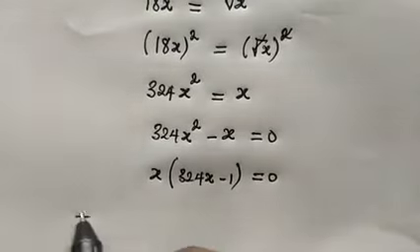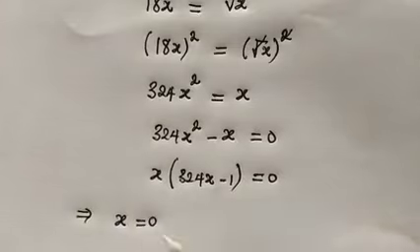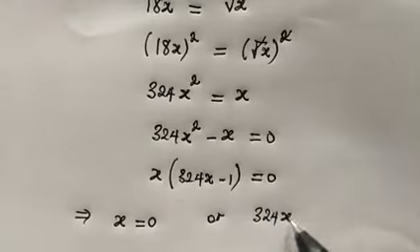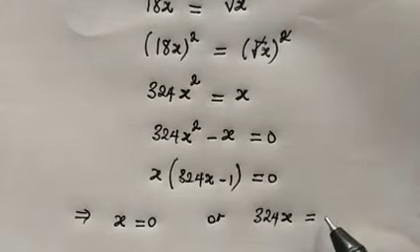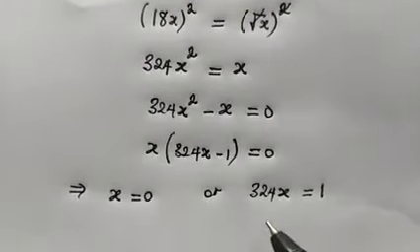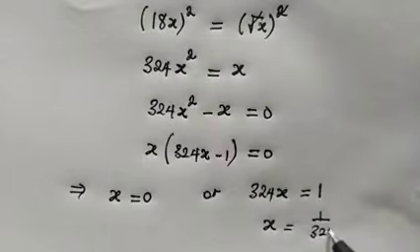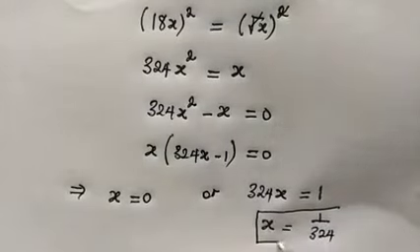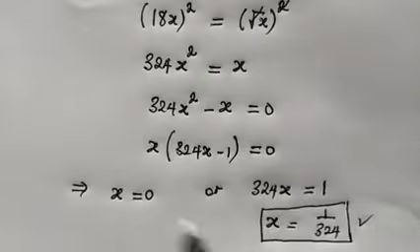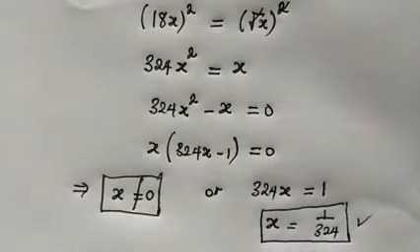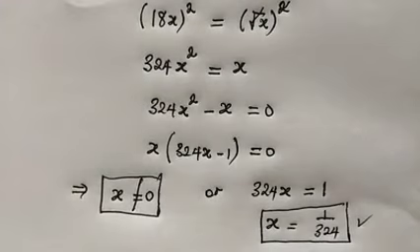And we can see that this implies that either x is equal to 0 or 324x is equal to 0 plus 1, which is 1. So if you divide both sides by 324, we get x is equal to 1 over 324. And you can see from these two solutions, one is extraneous, so x is not equal to 0. So this method provides two solutions, but one is not a solution.